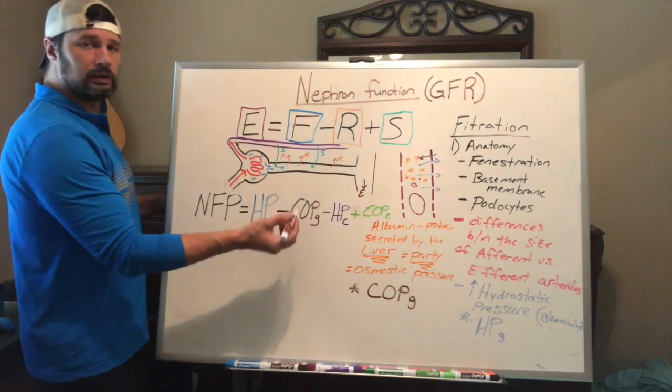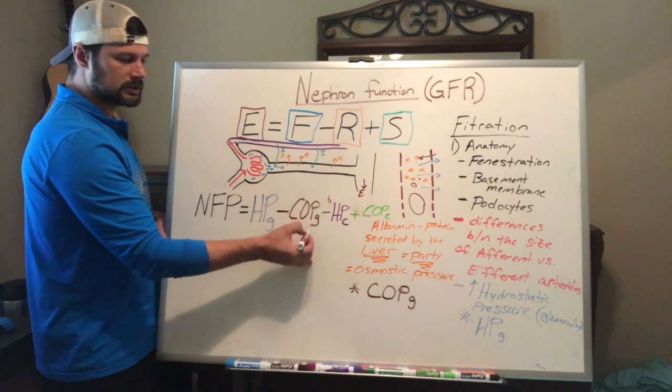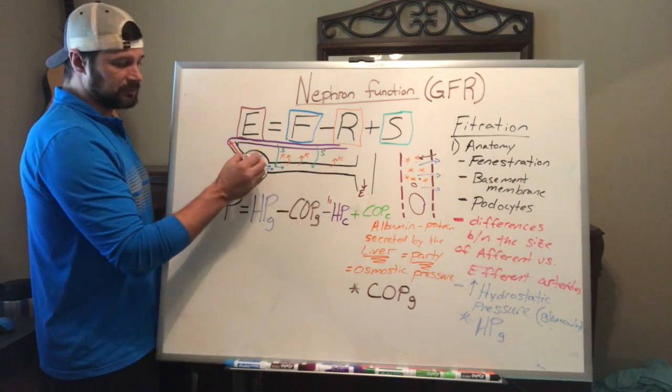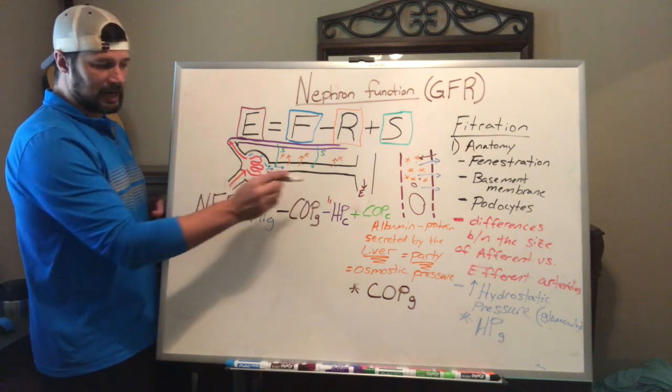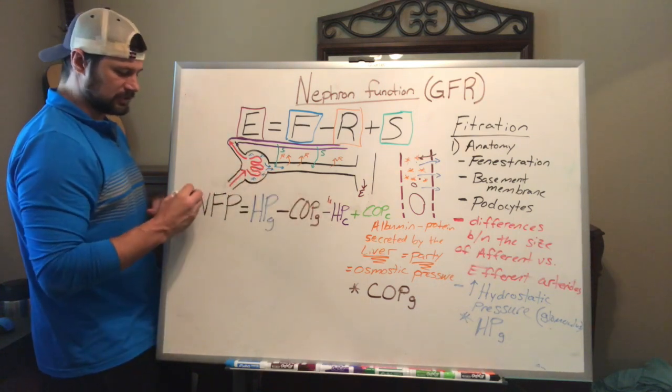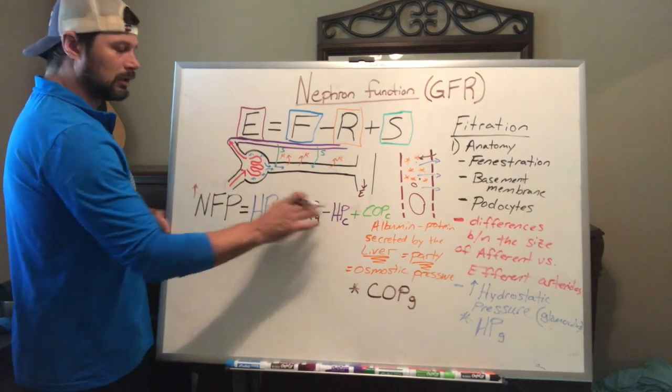What if the amount of water pressure in the Bowman's capsule were to decrease? Same idea. Then there'd be less pressure pushing against the glomerulus. Therefore, as the hydrostatic pressure in the Bowman's capsule decreases, net filtration pressure increases with it.